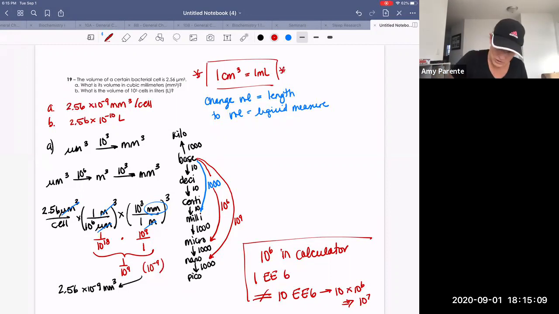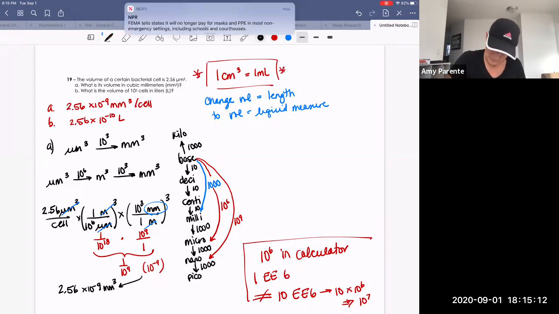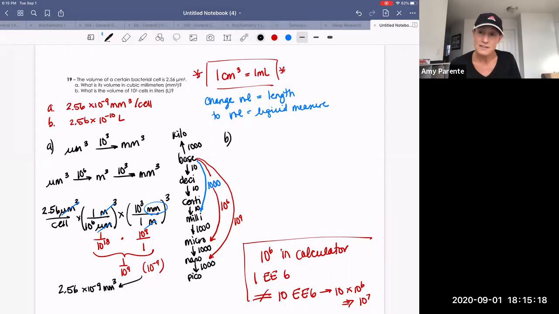All right, so let's work through this next problem here. Let's do the B version. Now it says, what's the volume of 10 to the 5th cells? So if I had 100,000 cells, what would the volume be? I know what the volume is here. Again, this was the volume for one cell. So now I want to know what's the volume for 100,000 cells.